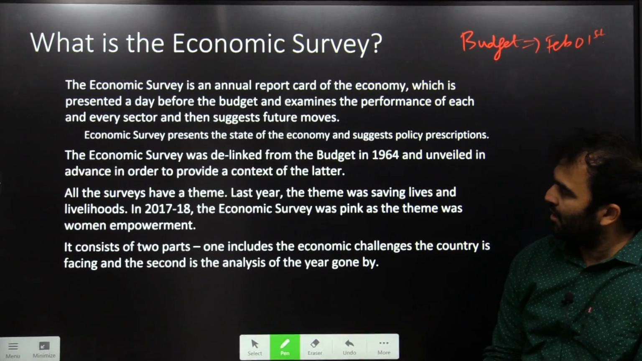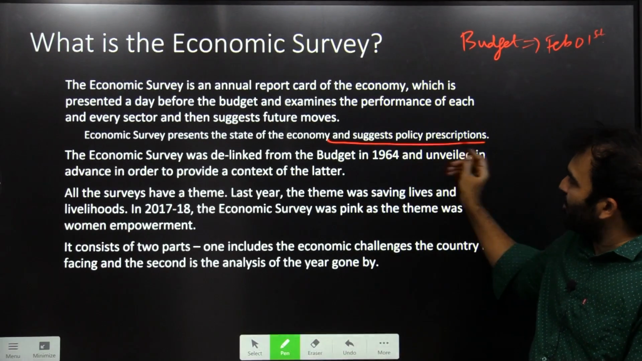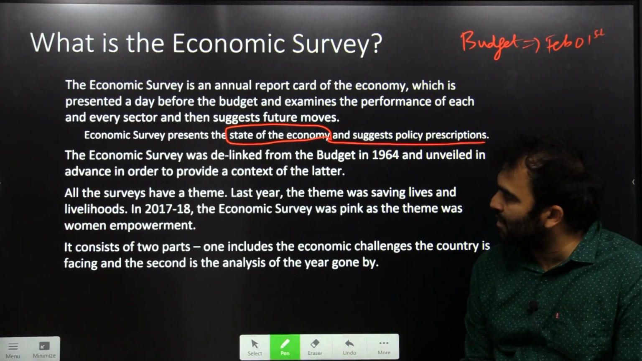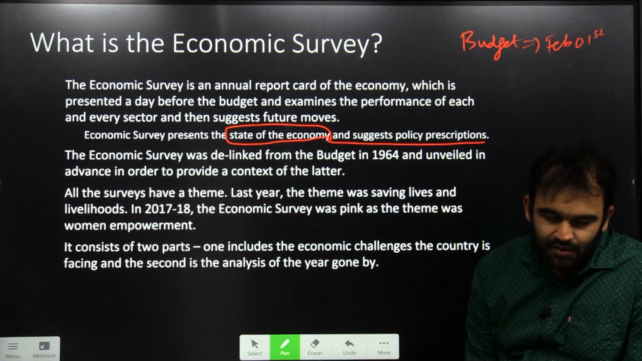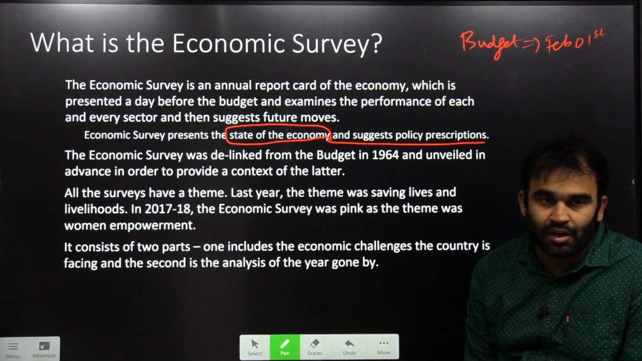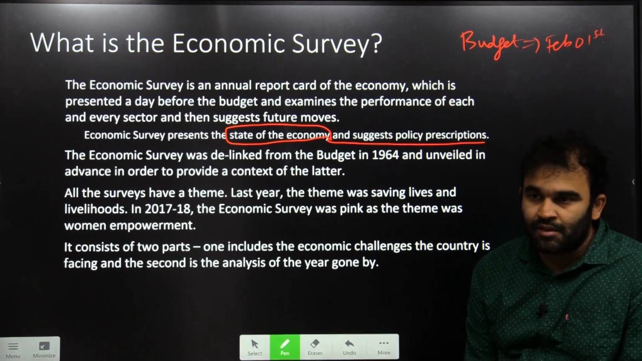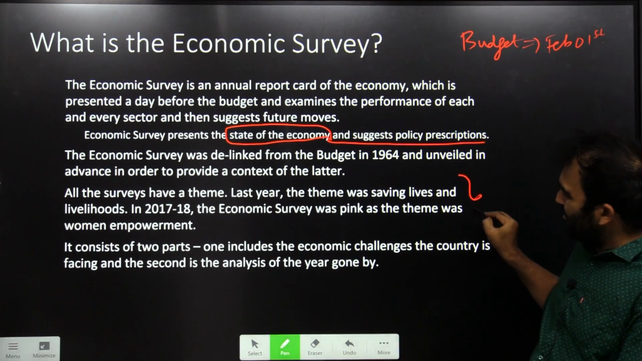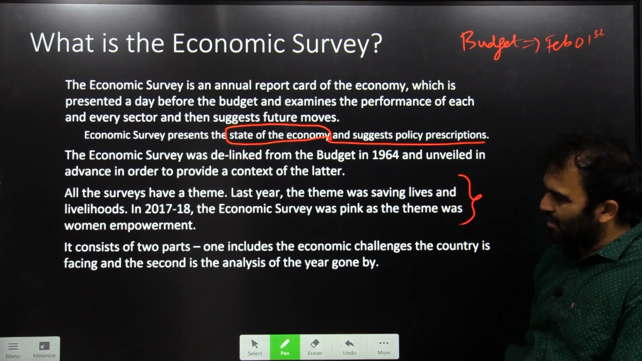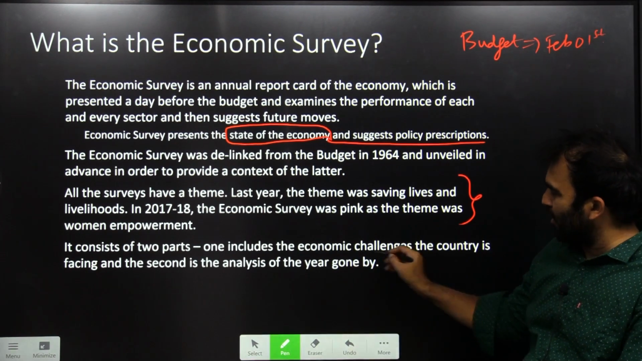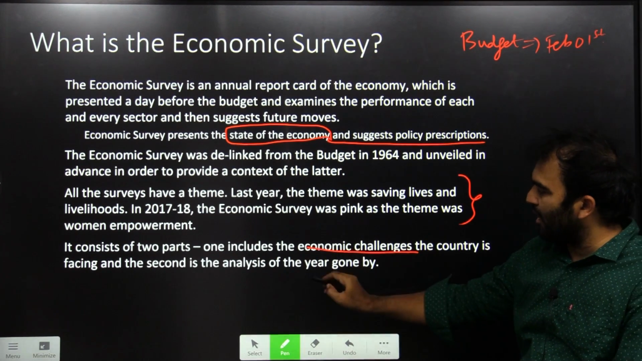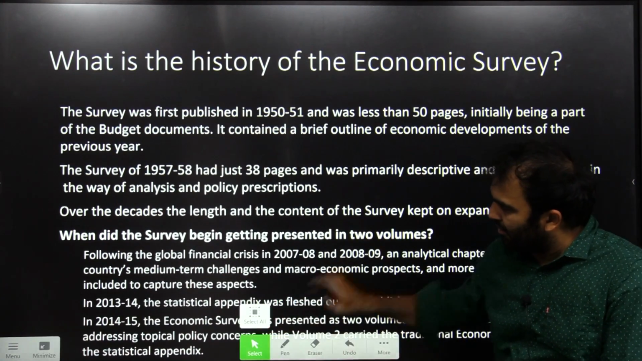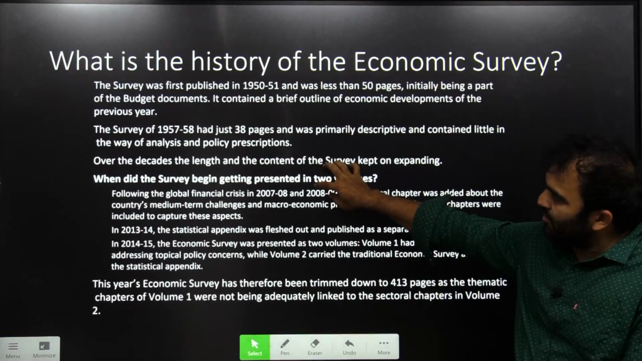Economic survey is a document which presents the basic state of the economy and suggests the policy prescription. So is the case with state economic surveys. Every state also comes up with their own economic survey. It consists of 2 parts. All surveys have a theme every year. One part is economic challenges. The second is analysis of the year gone by. So history is not really required, but just for information.